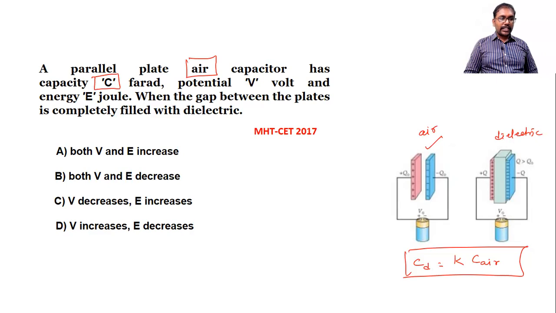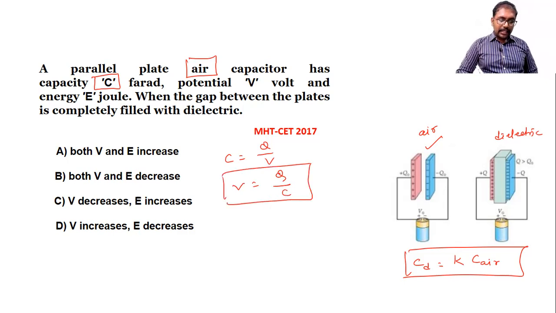Then we have to discuss here. See the options here. V, E increases; V, E decreases; means V decreases, E increases. V is the potential and E is the electric field. Now here, you know that C is equal to Q by V. This formula everyone knows. Now V is equal to Q by C. This is the formula of V. As well as V is equal to E into D. So this is the formula.